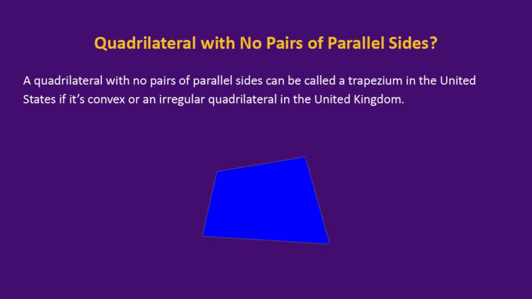What would you call a quadrilateral with no pairs of parallel sides? A quadrilateral with no pairs of parallel sides can be called a trapezium in the United States if it's convex, or an irregular quadrilateral in the United Kingdom. Otherwise it's not necessary to give it a special name. So it can just be called a quadrilateral.